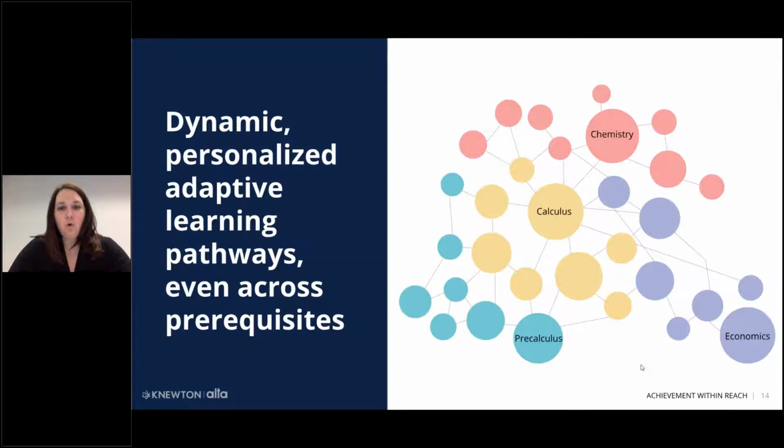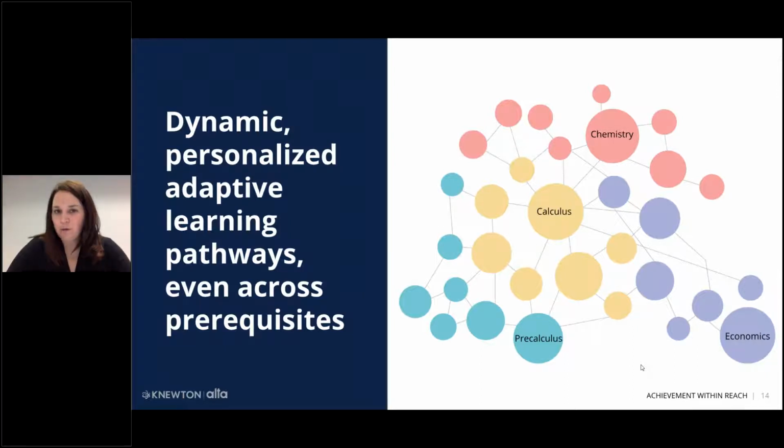And one of the really cool things about the way our whole knowledge graph is built in Knewton is that we're able to really cross disciplines. So I mentioned that I'm a chemist. A lot of general chemistry has a lot of applications in math. I love that I'm able to remediate students not only in chemistry, but also with math prerequisites there.